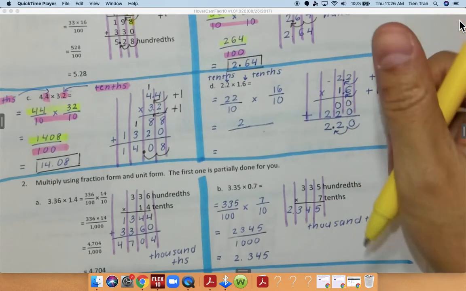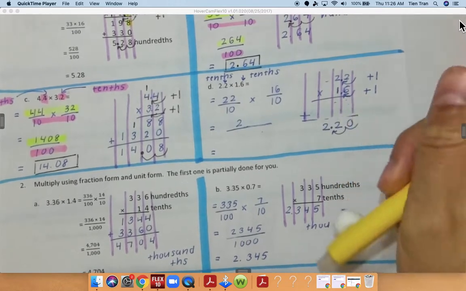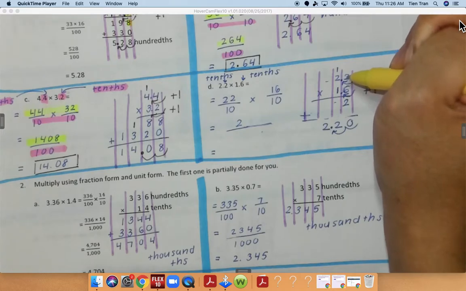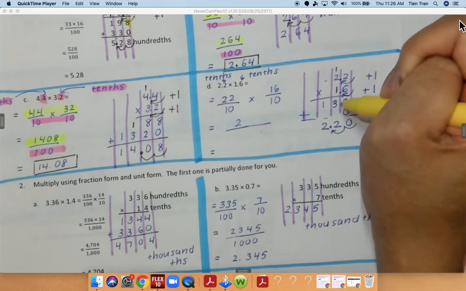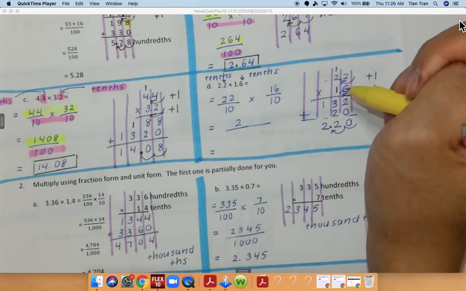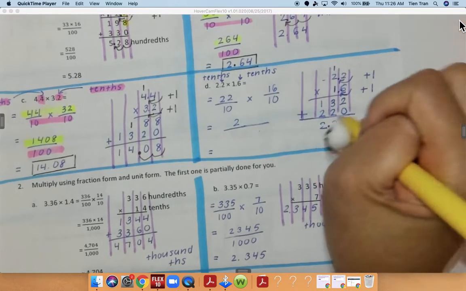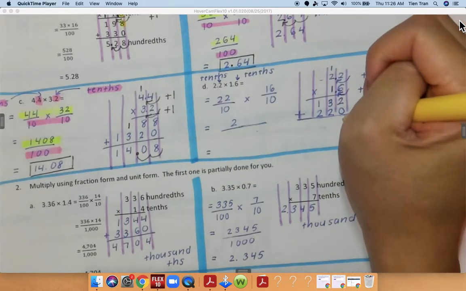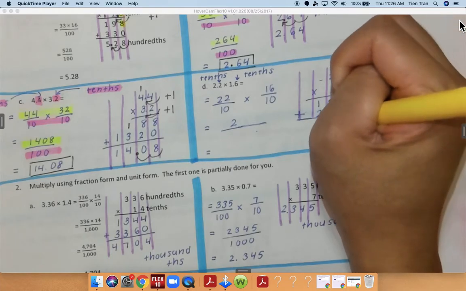So 6 times 2, let me do this again. 6 times 2 is 12. 6 times 2 again is 12, plus 1 is 13. Bring down your 0. 1 times 2 is 2. And 1 times 2 again is equal to 2. Now add all of your numbers together. You have 2 plus 0 is equal to 2. 3 plus 2 is 5. And 1 plus 2 is 3.